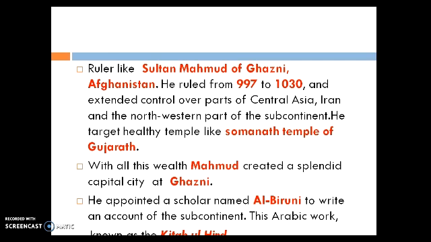He also spent all his wealth to create a capital city at Ghazni. He appointed a scholar named Al-Biruni to write details about all the wealthy temples in the subcontinent. This Arabic work is called Kitab-ul-Hind.